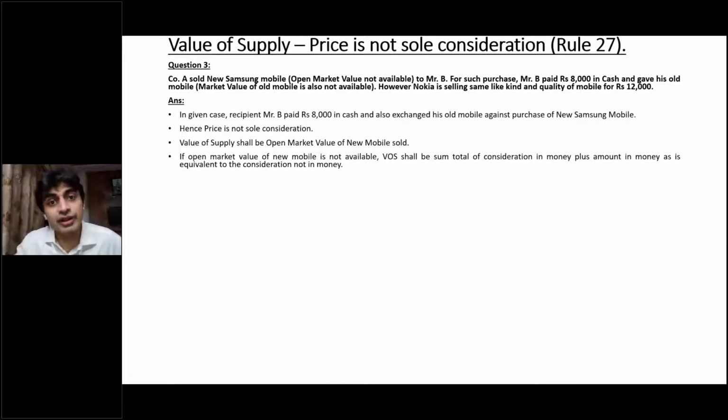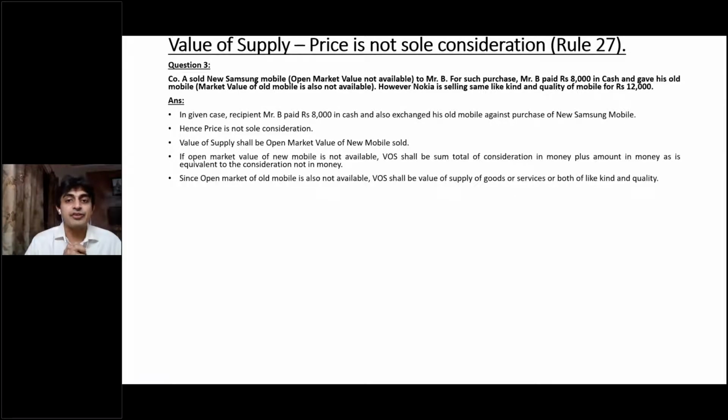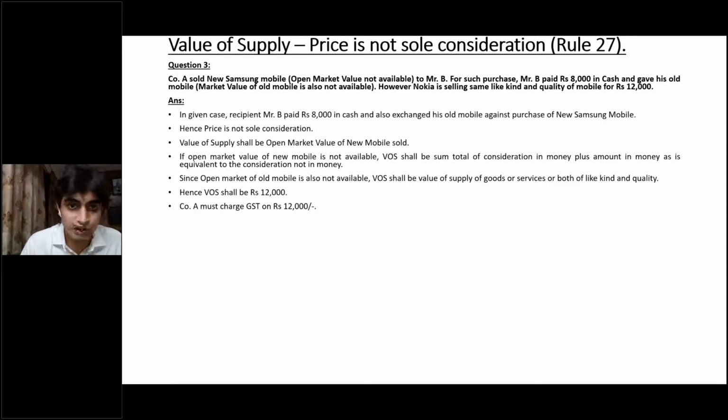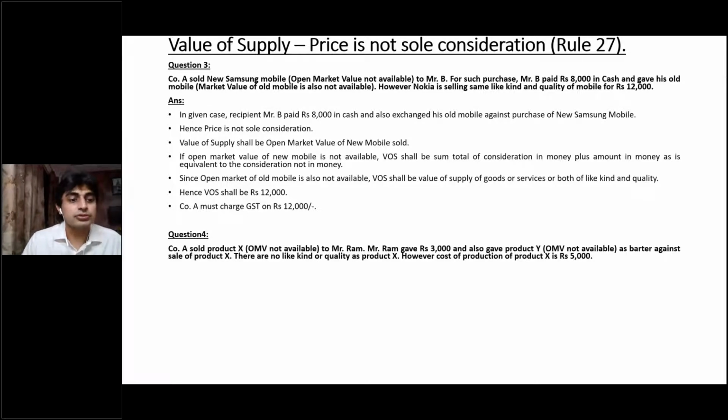Next step. Total of consideration in money, 8,000, plus consideration equivalent to money, the consideration of the product I received. Is that available? No. So we can't use that also. So we will have to go to the third step. Value of supply for like, kind and quality. What is the value of supply for like kind? 12,000 rupees. So we'll have to charge GST on how much? 12,000 rupees. Clear?